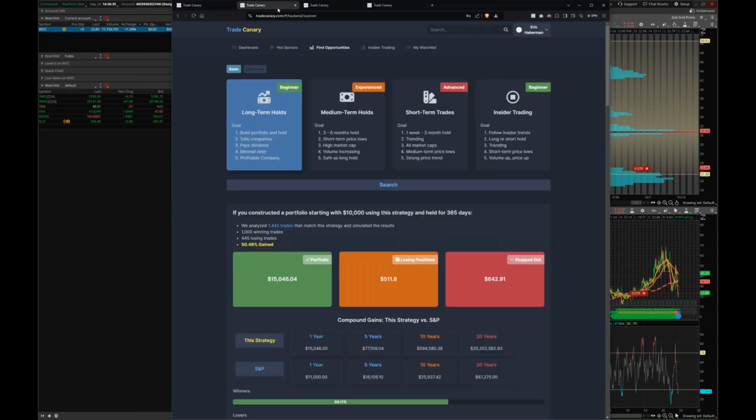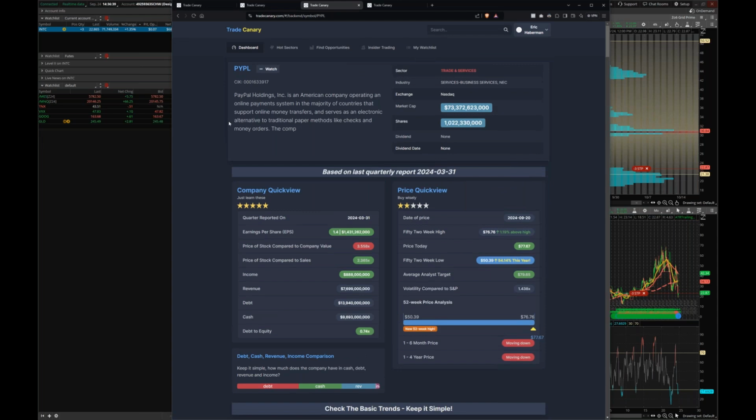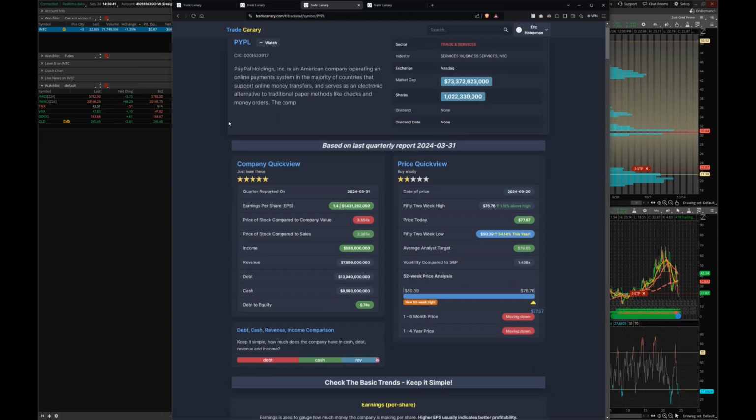So is the company healthy? Let me pull one up here. I'm accumulating PayPal right now. I can't tell you guys what to do. I'm not a CFA, but I can tell you what I'm doing. Look at this. This is mega solid. They're making $8 billion a quarter. They have 13 billion in debt. Fine. They're pulling $1 billion in profit per quarter. They have 9 billion in cash.